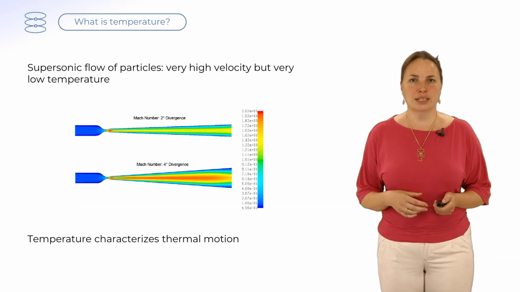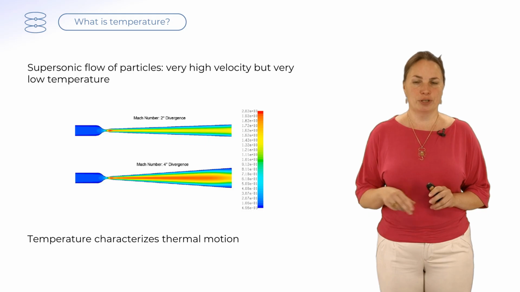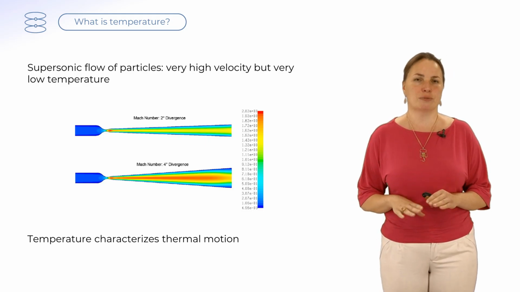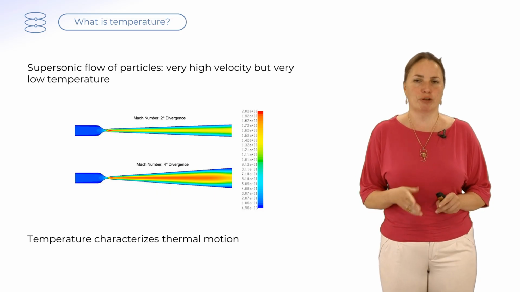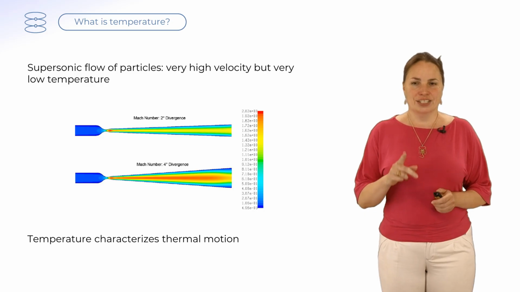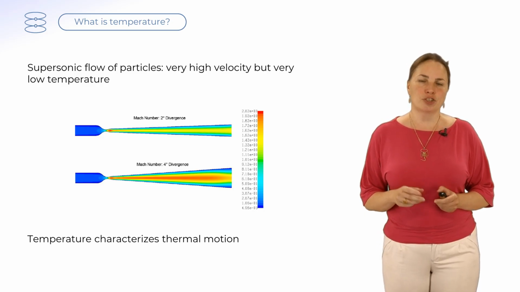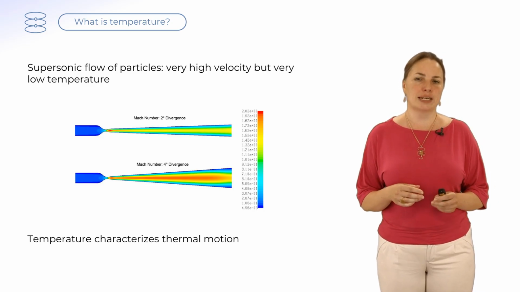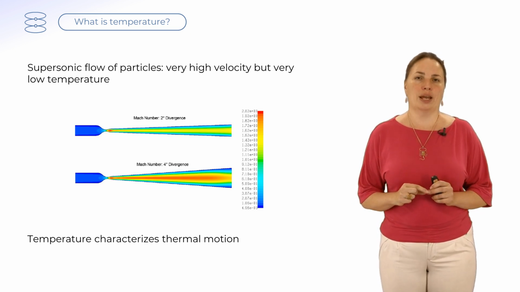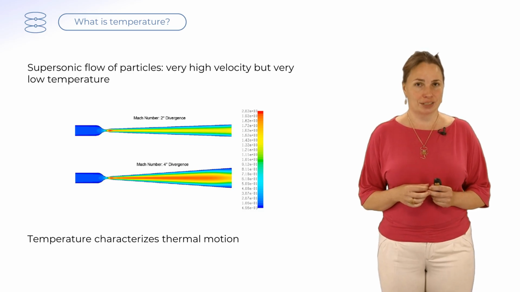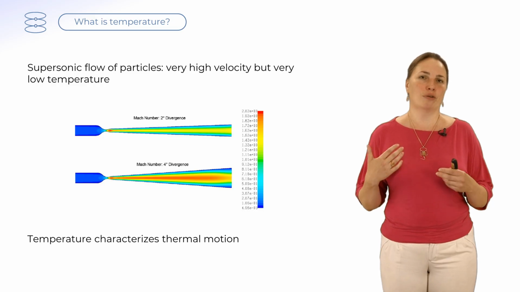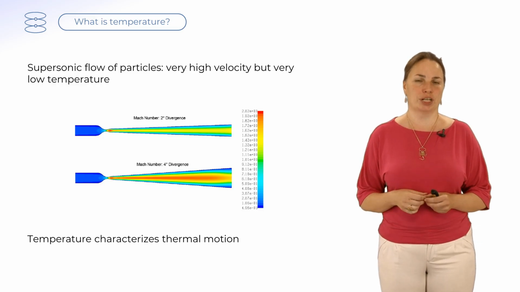For understanding, let's consider this very nice picture about a supersonic flow of particles. You know, it's particles which go in one direction with a very high velocity. But actually, in this case, if you have a look at the upper part of this picture, you can see the divergence of this flow is very, very low. And it means that the temperature of these particles is really low. Also, the velocity of the directed motion is very high.